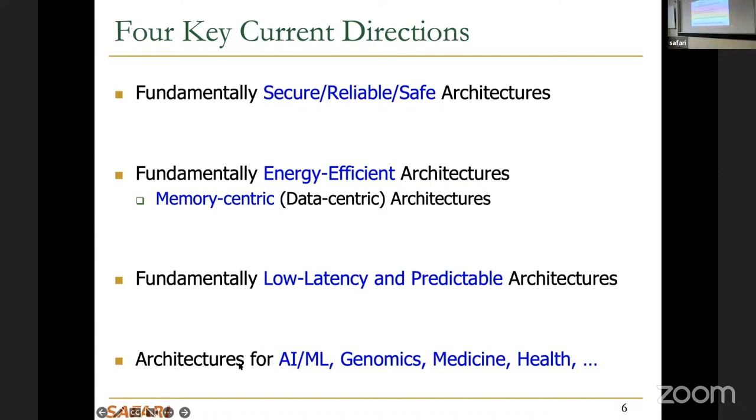And then we talked a lot about architectures for genomics, but we also do research on architectures for machine learning and broader medicine and health. Specifically in this machine learning part, we also do a lot of work on using machine learning to improve architectures. For example, how do you design a memory controller that makes better decisions in hardware? We've been working on reinforcement learning based memory controllers, and prefetchers that use reinforcement learning or neural networks.